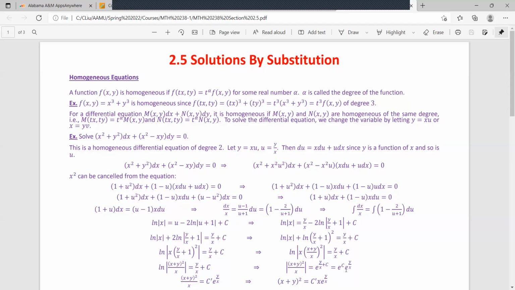So now e to the c is just a number. So we can rewrite this equation as x plus y squared over x equals c prime times e to the y over x. If you consider e to the c is just another arbitrary constant, and you get rid of this absolute sign by introducing this arbitrary constant c prime, which can be both positive or negative. So that takes care of the absolute sign.